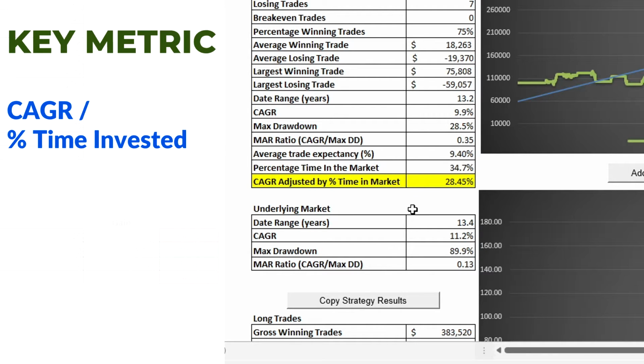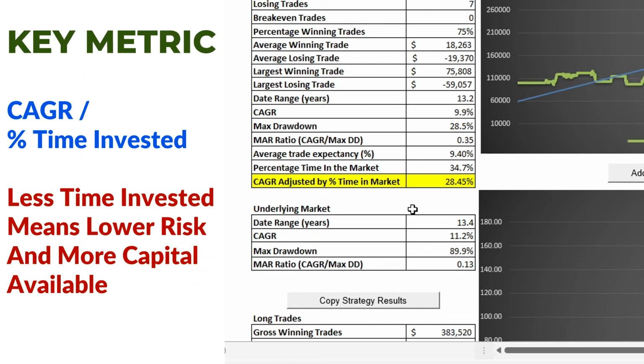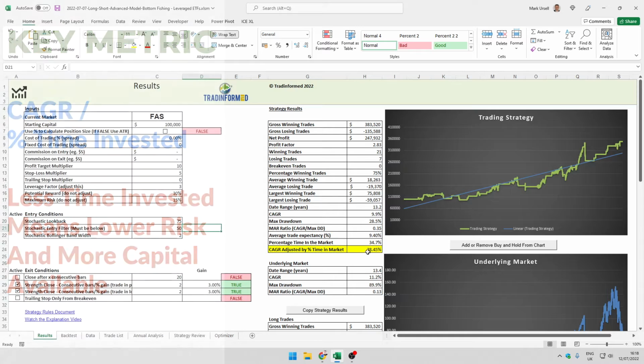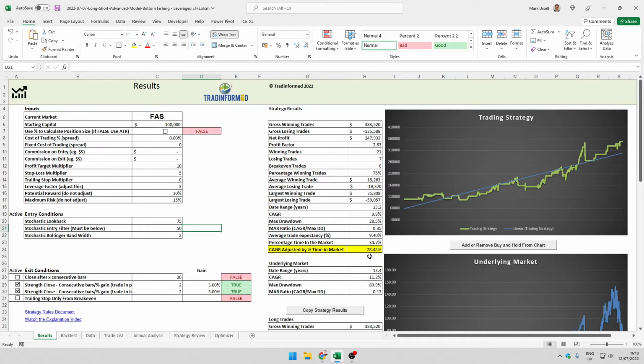Now what this gives us is an adjustment for how much or how little the strategy is invested. If it's invested more, you have more capital tied up and you're exposed to more market risk. If it is invested less, you have less capital tied up, in other words, more capital for other trading strategies and less risk. So we want this to be as high as possible.